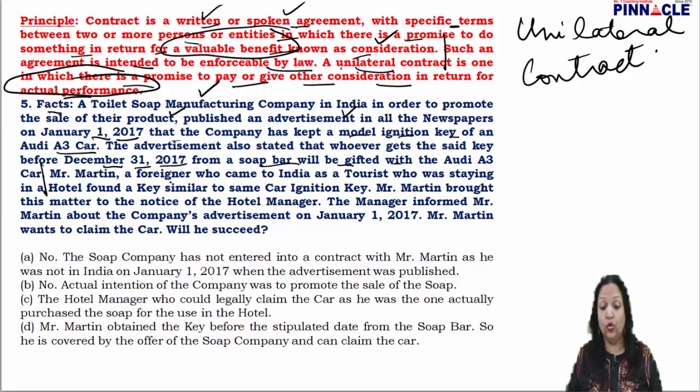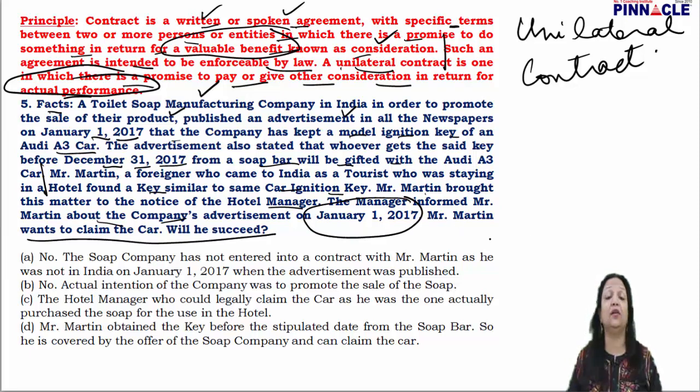Mr. Martin, who was a foreigner, came to India as a tourist and was staying in a hotel. He found a key similar to the same car ignition key, and Mr. Martin brought this matter to the notice of the hotel manager. The manager informed Mr. Martin about the company's advertisement which was given on 1st of January 2017. Mr. Martin wants to claim the car. Will Mr. Martin succeed? I hope you got the facts very clear.